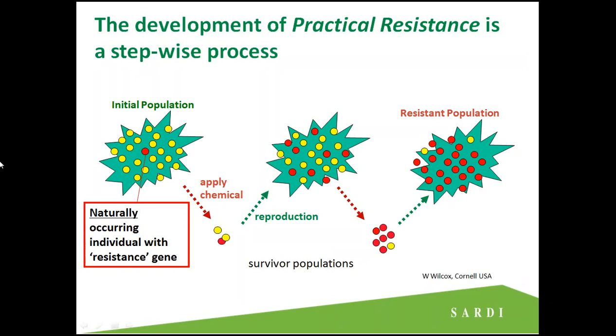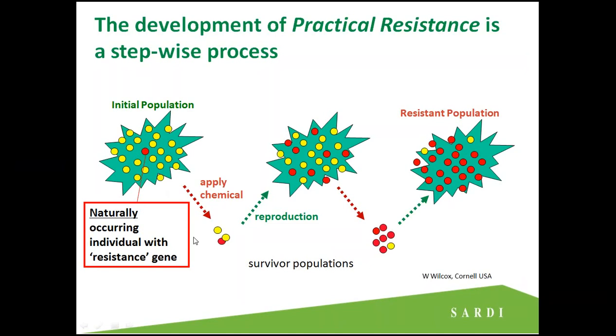The mutation occurs at the target site in the cell, the target site where the fungicide actually interacts with the cell. If a mutation occurs at that target site, then the fungicide is unable to bind to the fungus, and therefore it can be resistant. So that's a really important point to note, that the resistant individuals already exist at low levels within all the populations, whether they've been exposed to the chemical or not.